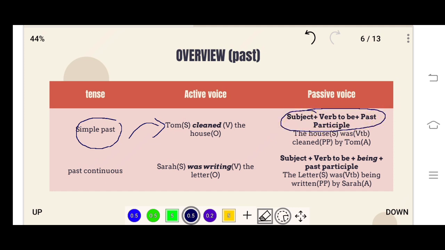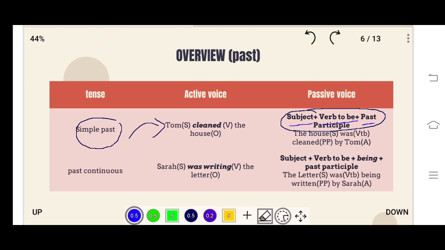You can see the subject and the object from the active voice. Don't be confused between subject and object, because in the active voice the subject is the person and the object is the thing. But in the passive voice the object becomes the subject, and the subject becomes the agent. In the passive voice, the formula is subject plus verb to be plus past participle.